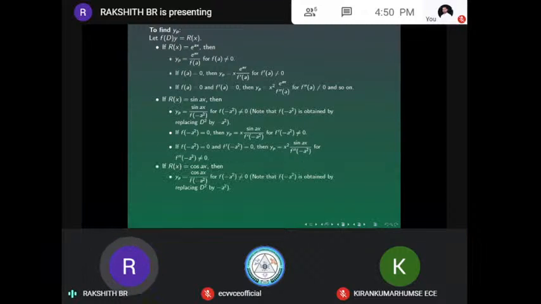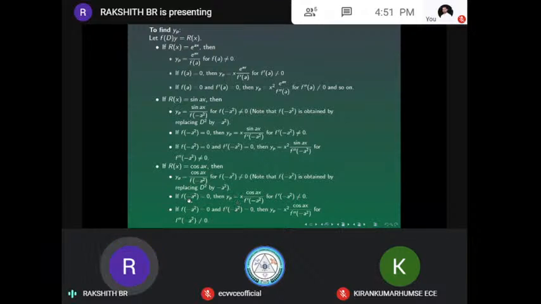Okay. So similar thing for R of x equal to cos ax. If R of x is of the form of cos ax, then the only difference between these two statements is that you need to replace your sin by cos. Otherwise, these two points are one and the same. If R of x is cos ax, then Yp is just cos ax by f of minus a square for f of minus a square not equal to 0. Again, f of minus a square stands for the polynomial obtained by replacing D square by minus a square.